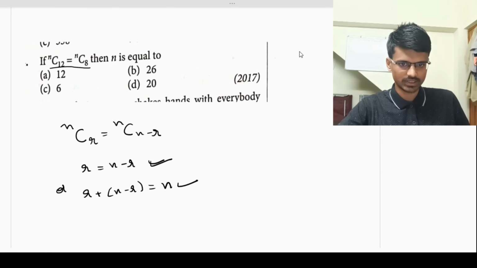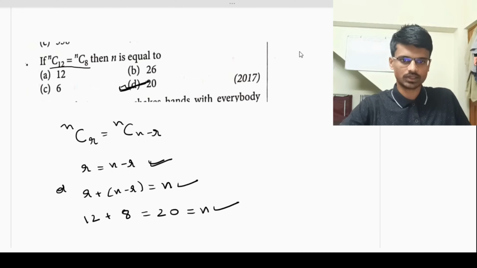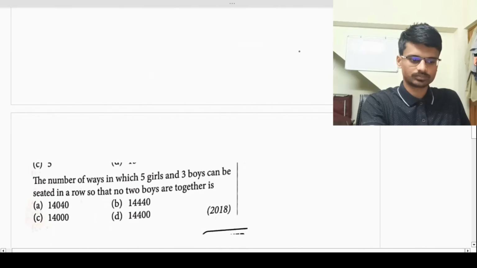Let's apply this condition. If I apply this condition, what will happen? 12 plus 8 equal to 20. Such an easy question. This is my answer. So the correct answer is option B. This was a pretty easy question. Hardly it took us 10 or 20 seconds. Let's go to the next question.